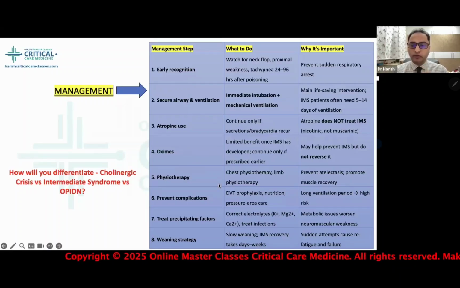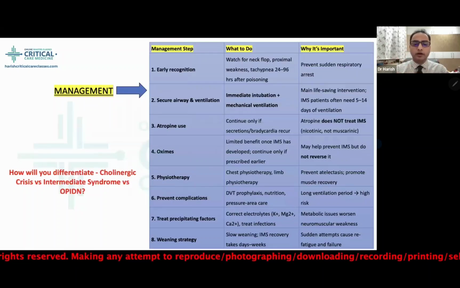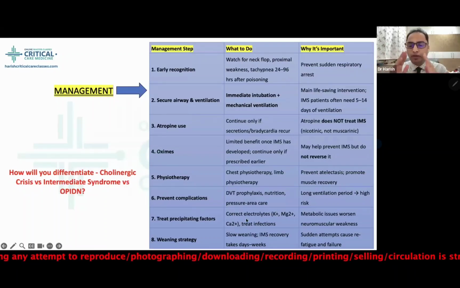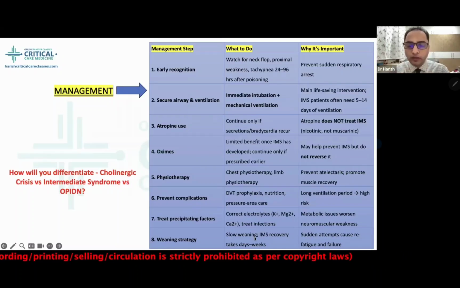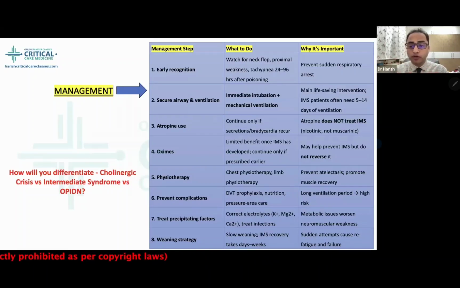So physiotherapy, chest physio, limb physio, prevent atelectasis and promote muscle recovery, prevent complications like DVT with prophylaxis, nutrition, pressure sore prevention and all. Treat precipitating factors like hypokalemia, hypomagnesemia, calcium, treat the infection. Then we should have an appropriate weaning strategy, slow weaning. Okay. So intermediate syndrome recovery takes days to weeks. So that you need to remember. Don't attempt weaning immediately when patient is having an intermediate syndrome. First and foremost, recognize and protect the airway with intubation and mechanical ventilation.